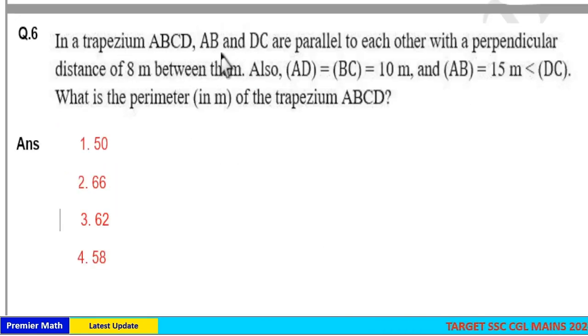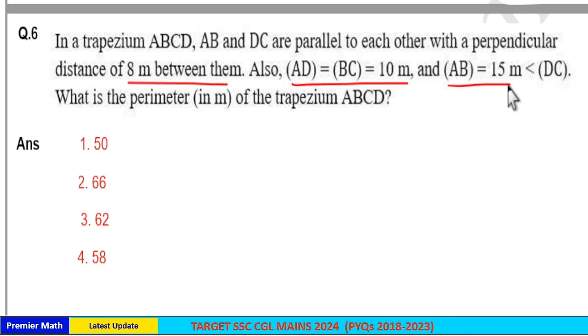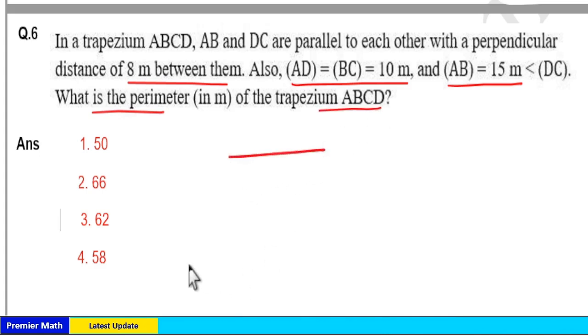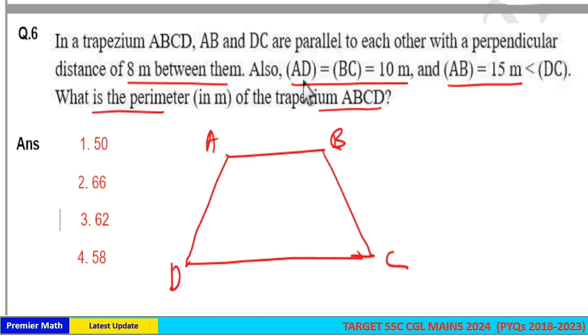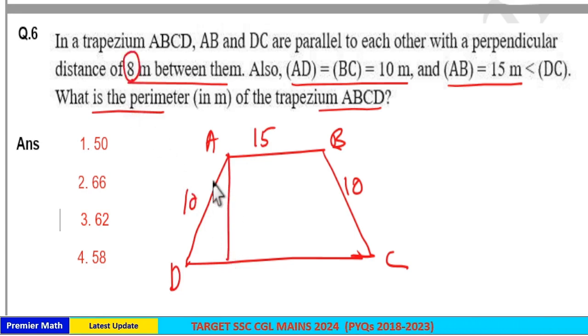In a trapezium ABCD, AB and DC are parallel to each other with a perpendicular distance of 8 meters between them. Also, AD equal to BC equal to 10 meters and AB is 15 meters less than DC. What is the perimeter of the trapezium ABCD? Here, this is trapezium ABCD. And here AD equal to BC is 10 meters and AB is 15 meters, which is less than DC. Now the height, the perpendicular distance, is 8.